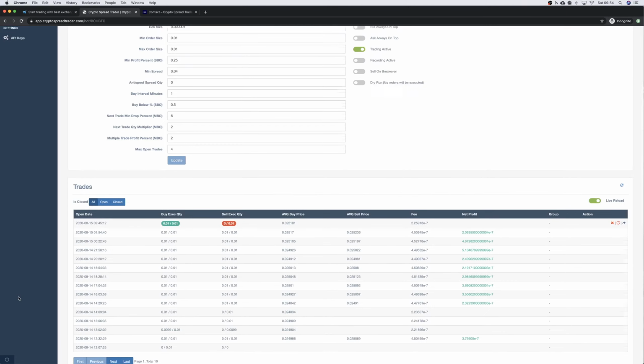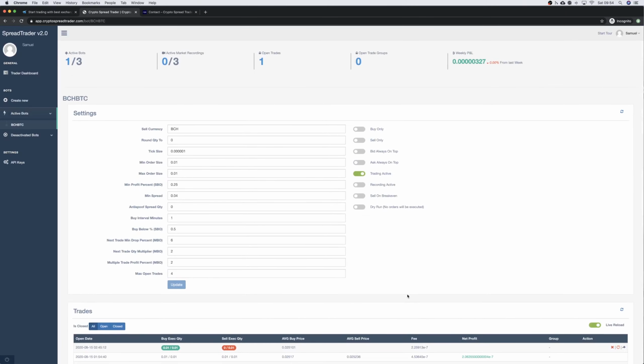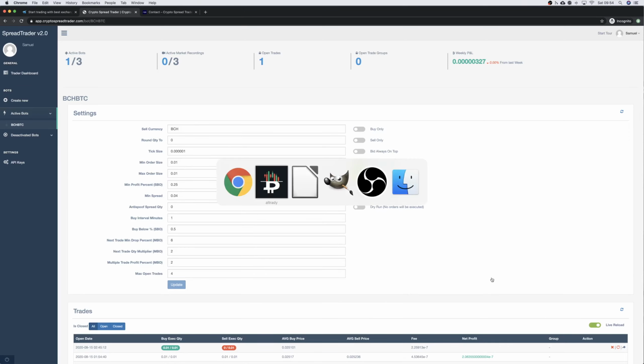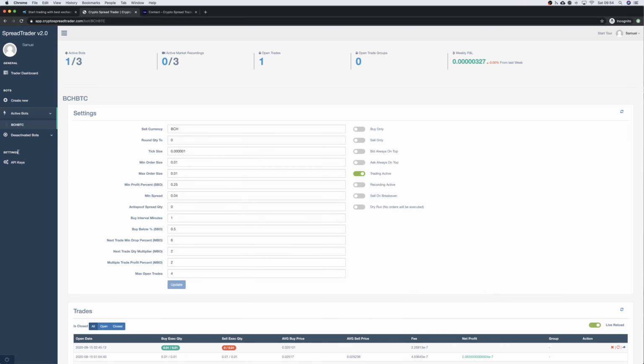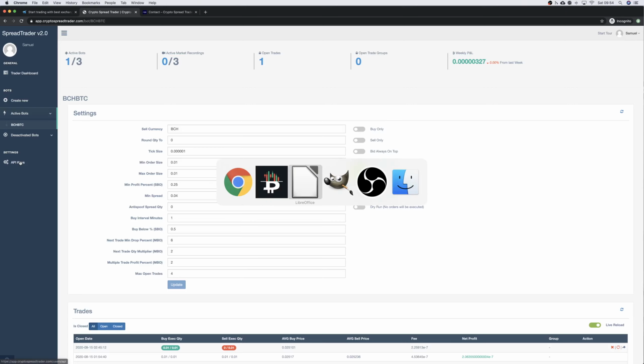Okay, so I think I've covered a lot about how to configure it. Here you can set your API keys. Don't forget to set your API key. For now, you can only set one API key for a HitBTC account. New exchanges will be added later on.